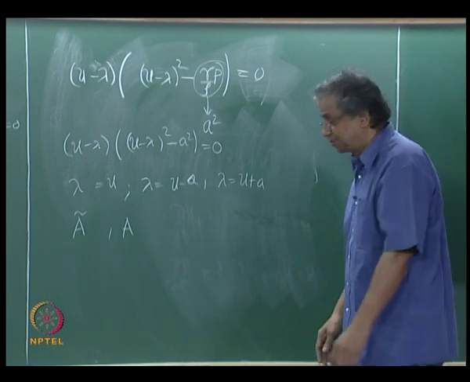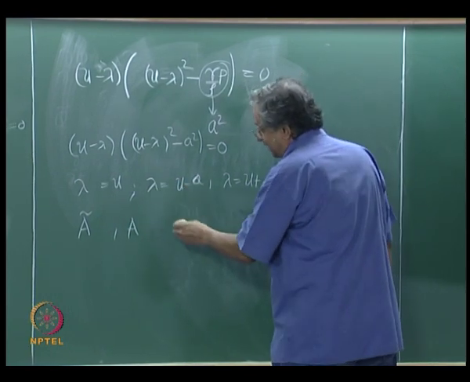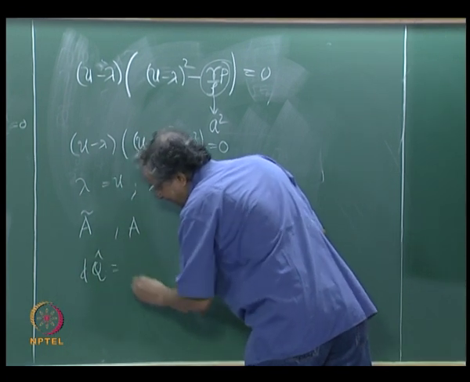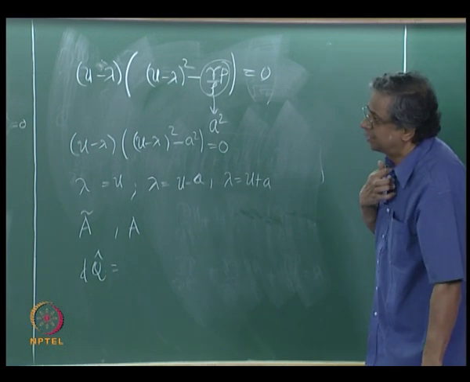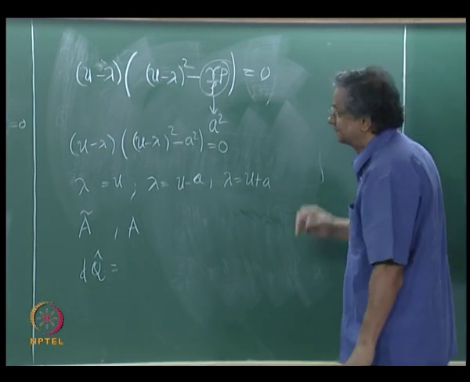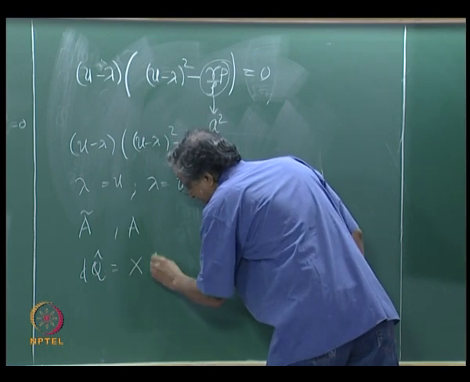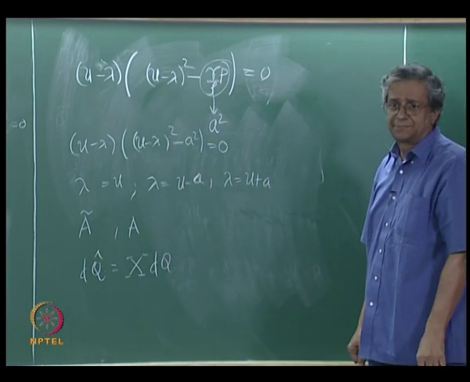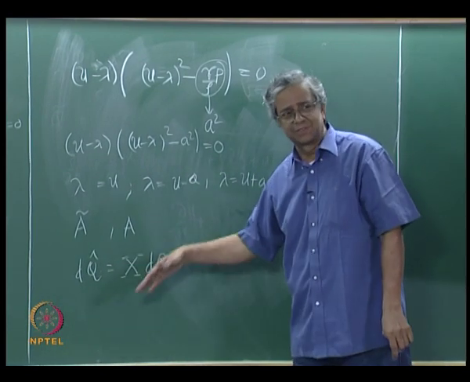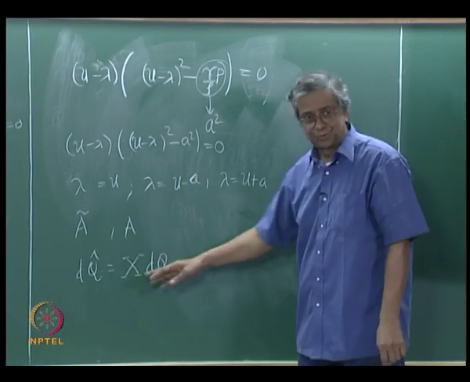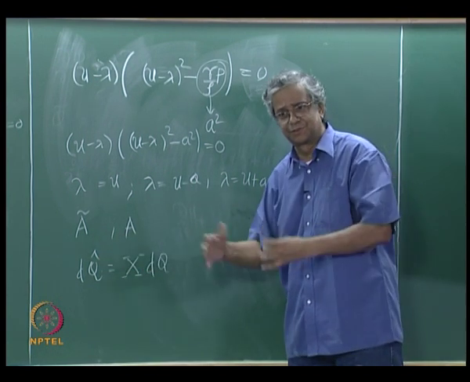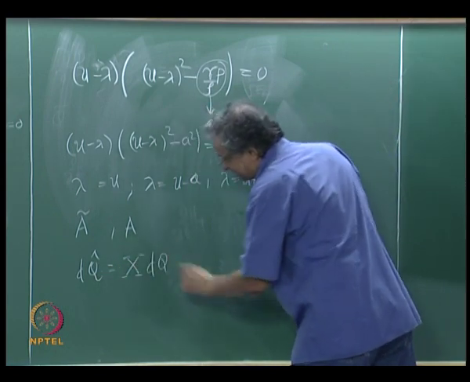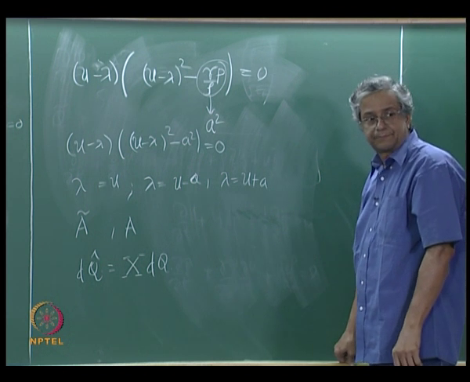What we know as a consequence is that if I have the matrix X, then I can find the dq caret, which is X times dq. So now you have to decide whether you are going to put them as columns or rows, otherwise it has to be X inverse. So you can decide whether it's going to be row vectors or column vectors. Okay, so dq caret is X times dq, fine.